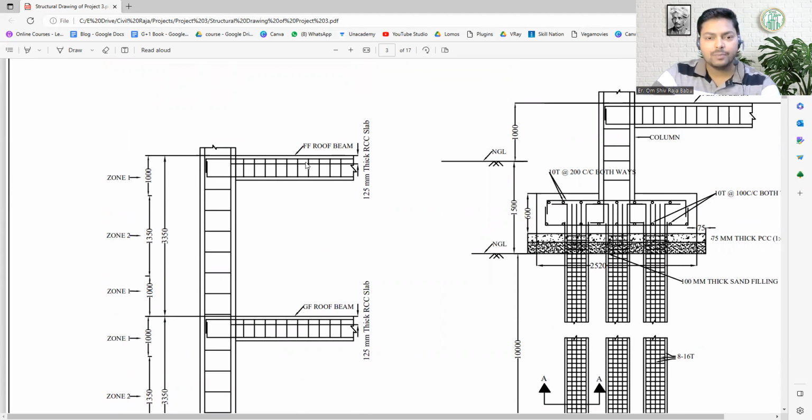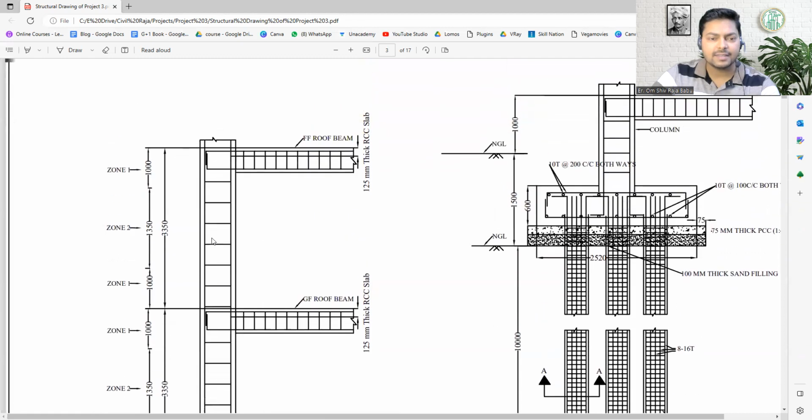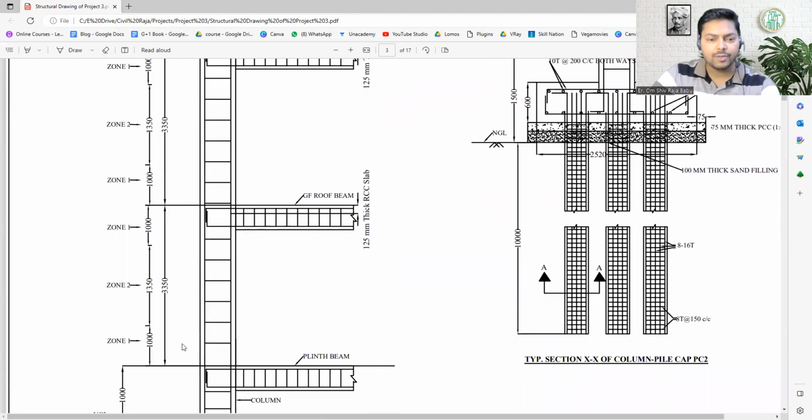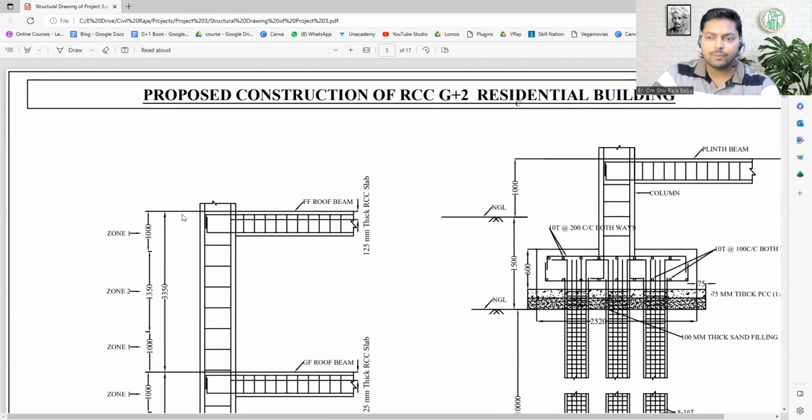Okay, so we have another beam over here, and that is the main beam. So we have different zones over here. So from floor to floor, we can consider it as a single column. Like from here to here, we have this one column. From here to here, we will consider it as another column.